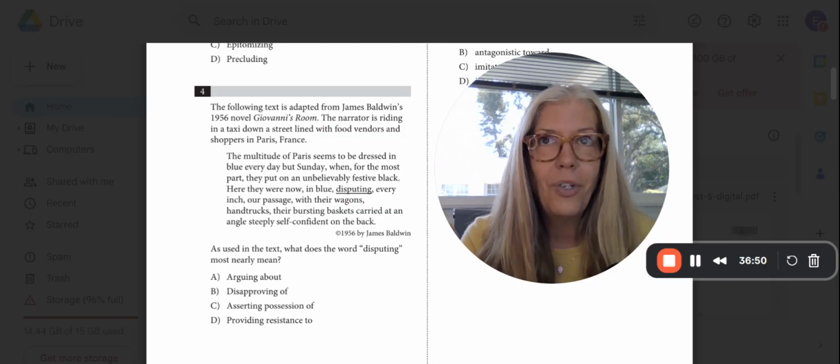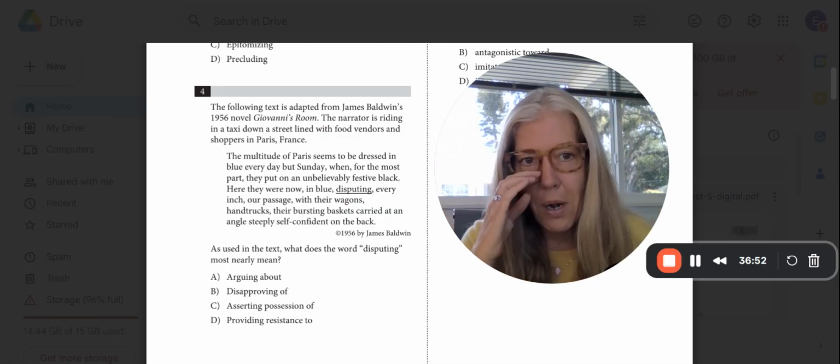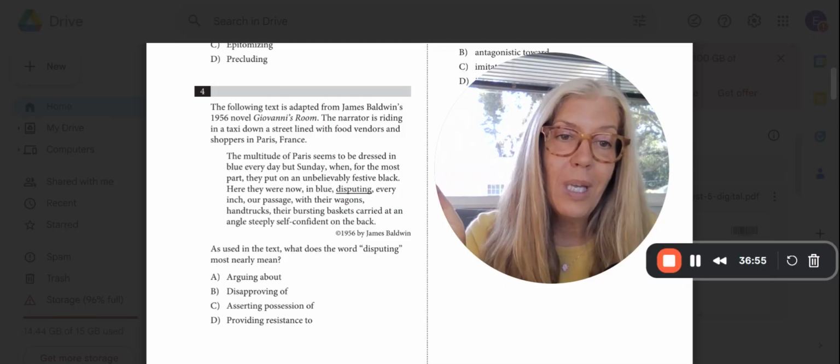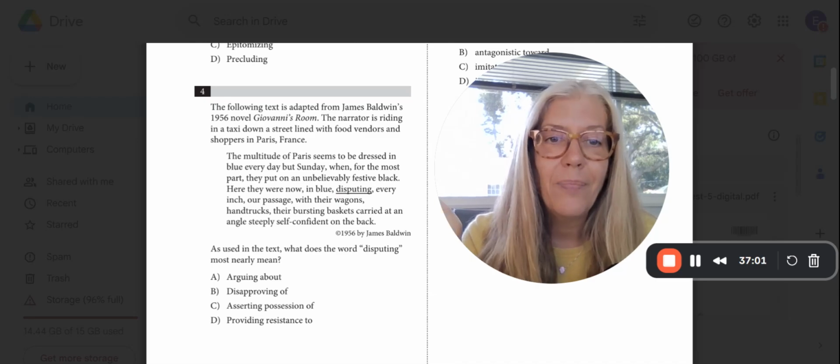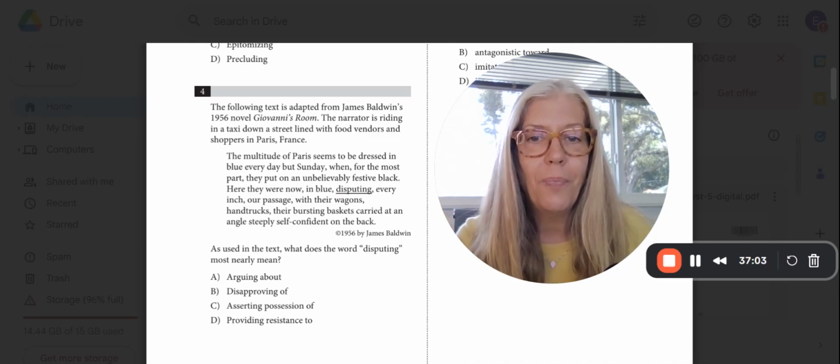C, asserting possession of. It's not terrible. I don't hate it that much. So we can keep C. Or D, providing resistance to. I think that means blocking. I think it's D, providing resistance to.